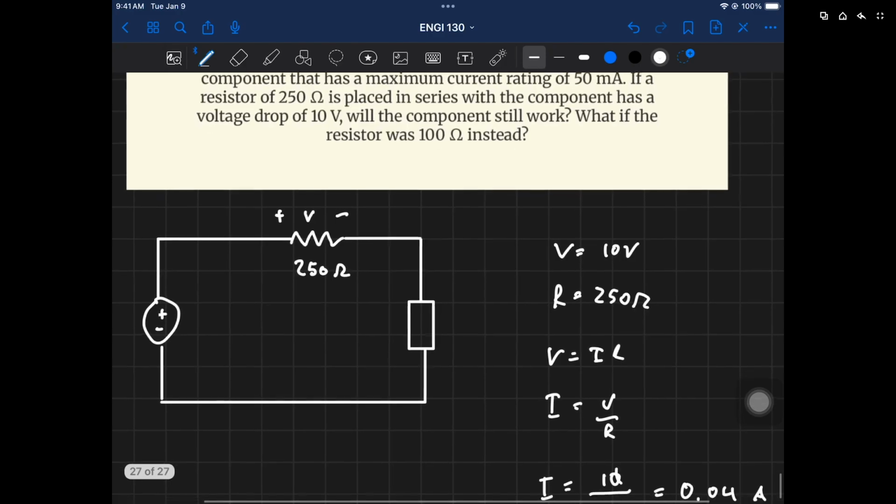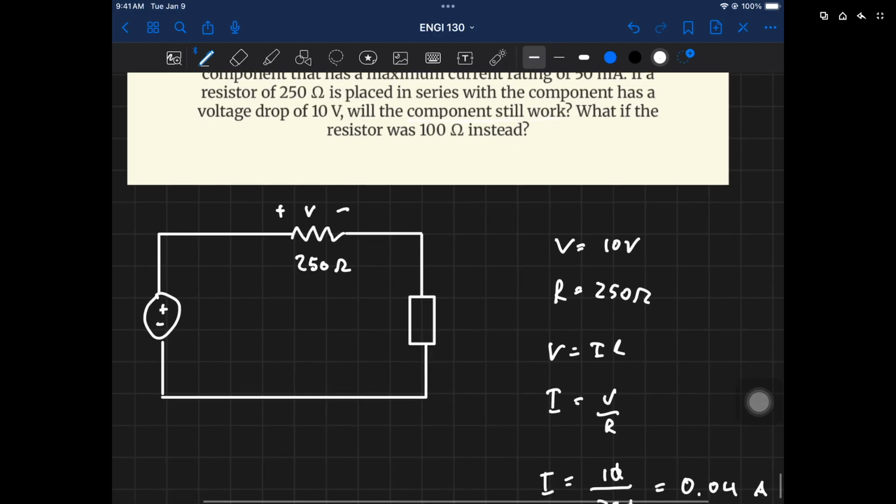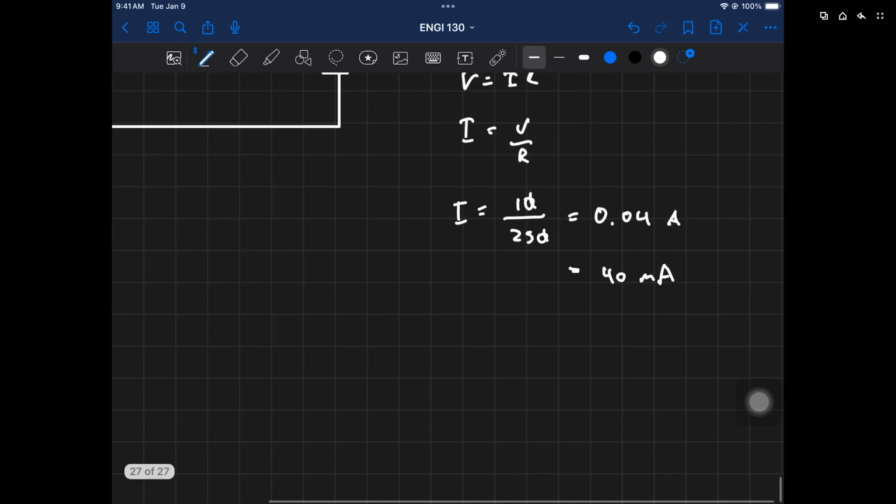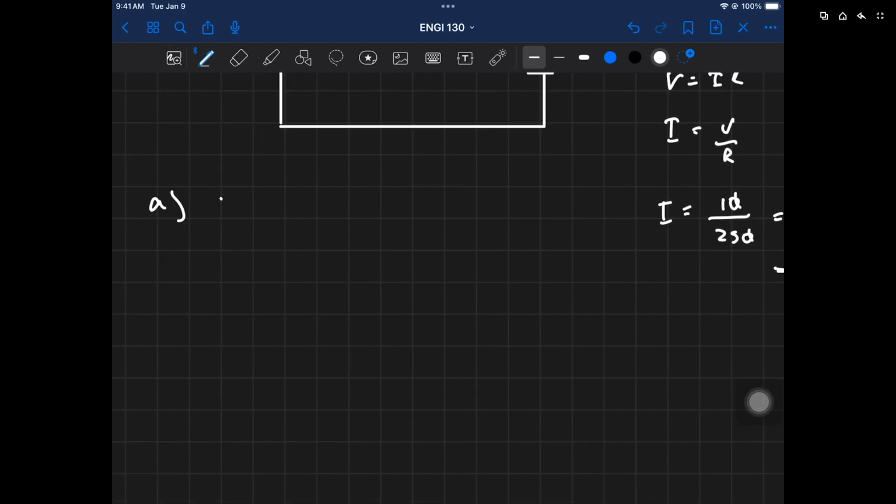Now we can answer this question. Would the component still work? We know that yes. For part A, yes, the component will still work.